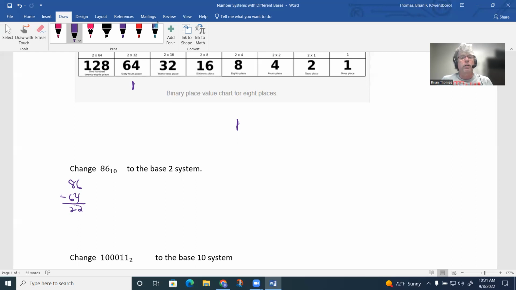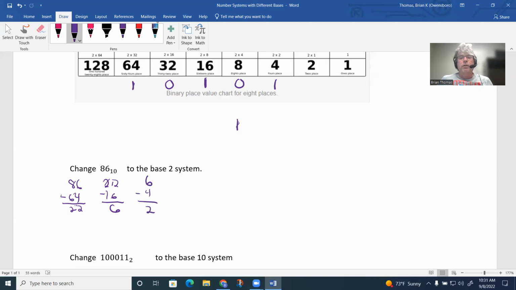Since I have 22, I can't use the 32, so I put a 0 there as a place value holder. But I could do a 16, so I put a 1 for the 16. Now 22 take away 16 gives me 6. Looking at 6, 8 is too big, so I put a 0 there. But 4 works, so I put a 1 there. 6 minus 4 gives me 2.